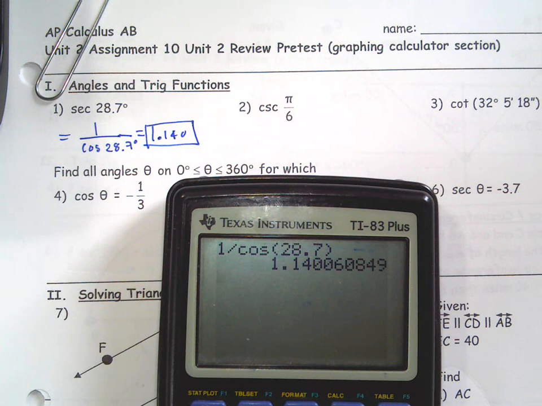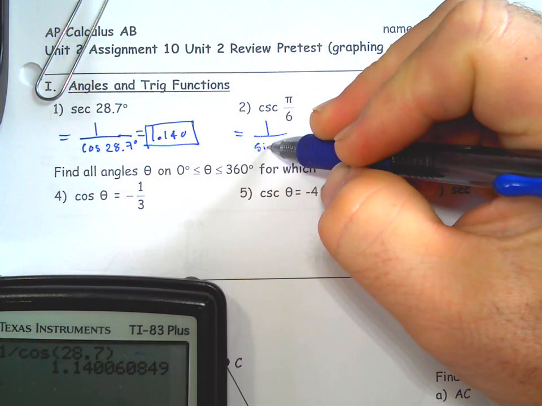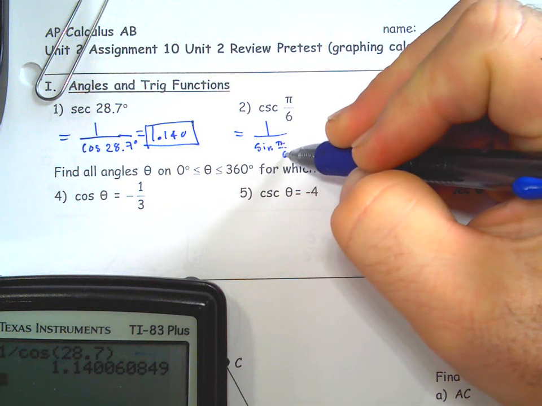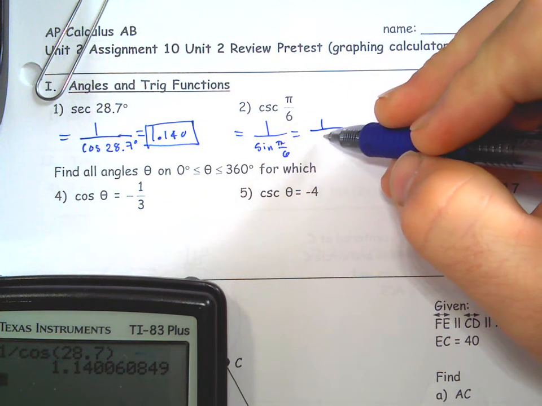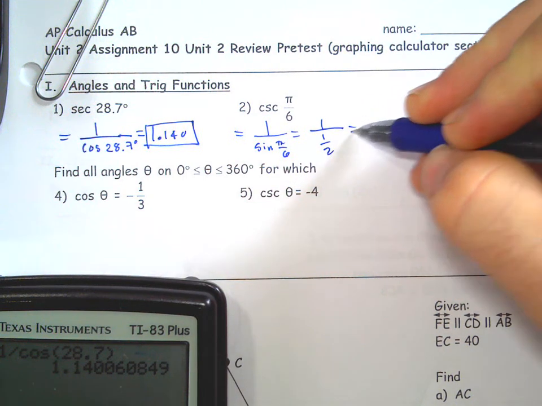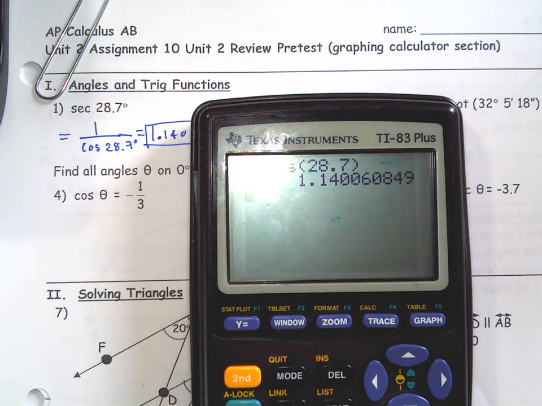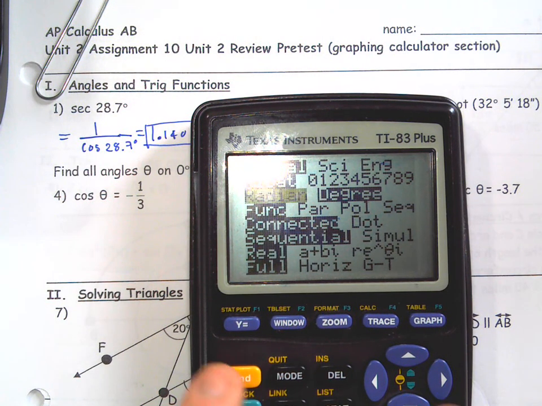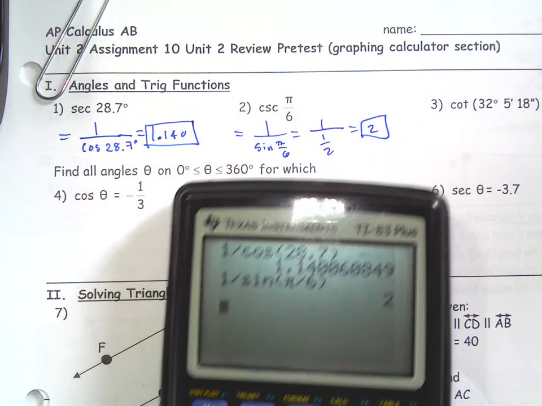And then cosecant is 1 over sine of pi over 6. Now, this is one we don't even need a calculator for. I mean, you can use a calculator, but sine pi over 6 is 1/2. So the answer is 2. But you could use your calculator and go to radian mode and do 1 divided by sine pi over 6. There's the answer. Might be quicker to do it without a calculator.